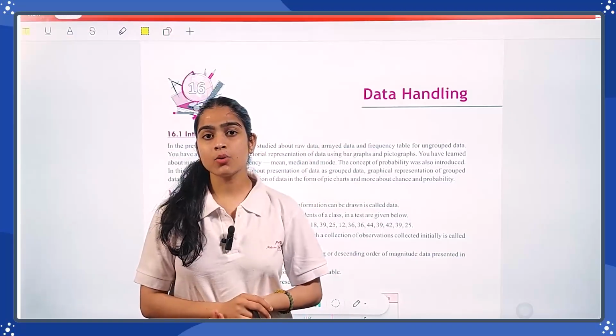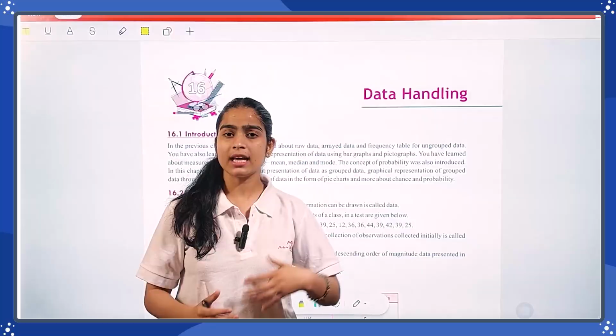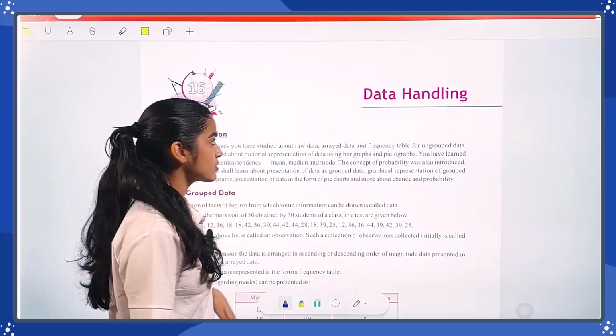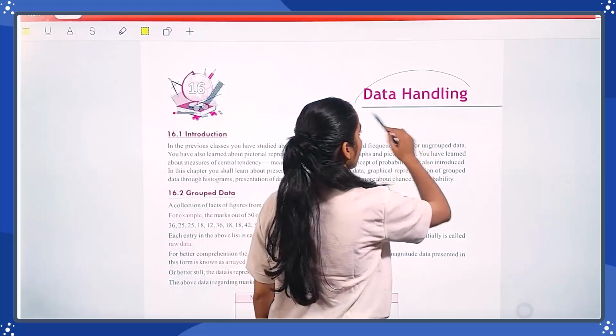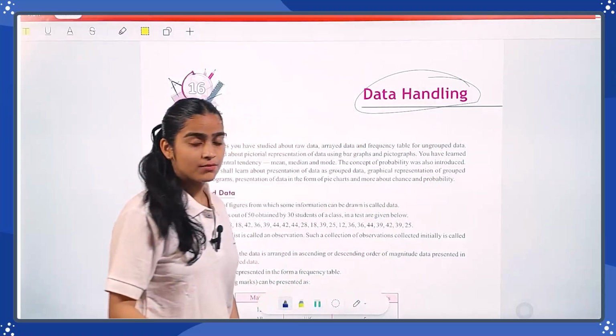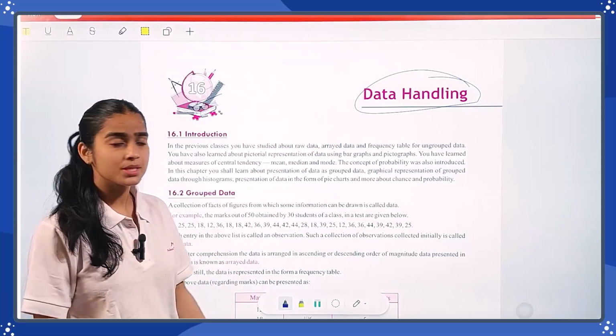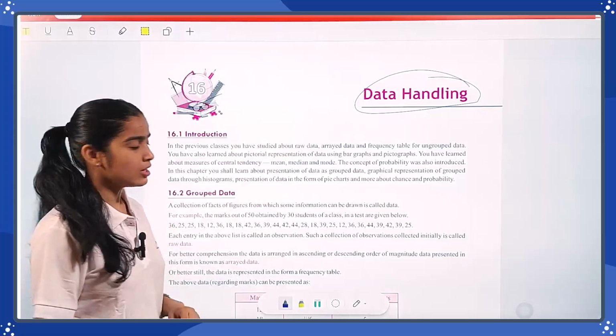And in the handling, we are going to interpret our data, analyze it, and represent it. How can we represent our data in different ways? So the chapter is all about collective information, and how you can analyze it, interpret it, and represent that information in different ways.